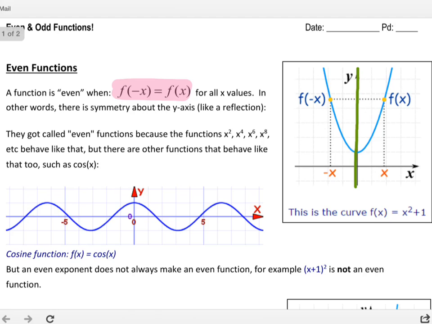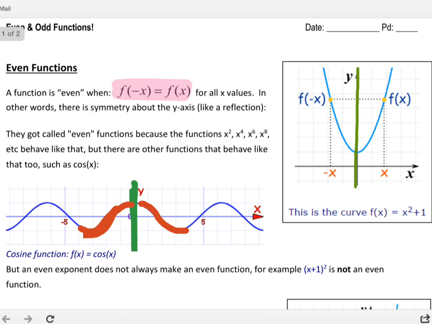But it's not just those functions that are symmetric with your y-axis. The graph of cosine, which we'll talk about later in this class, is also symmetric with the y-axis. So this is also an even function. If you look here, we have the same thing on the left side of the y-axis as we do on the right side of the y-axis, and that's true for all of those points.